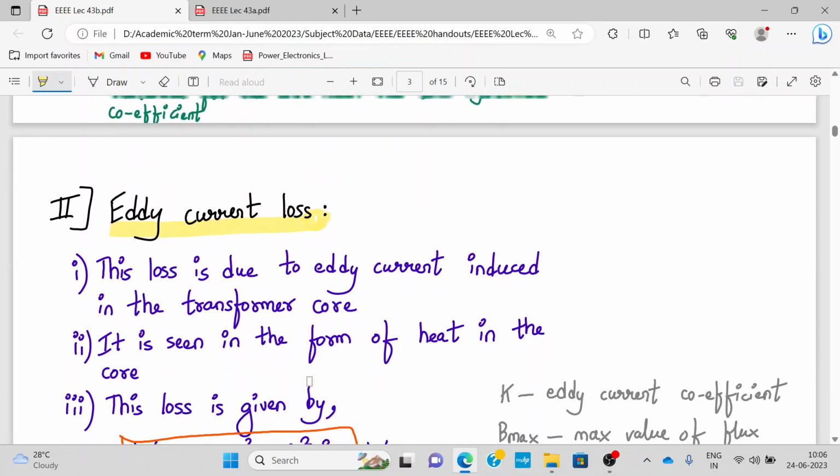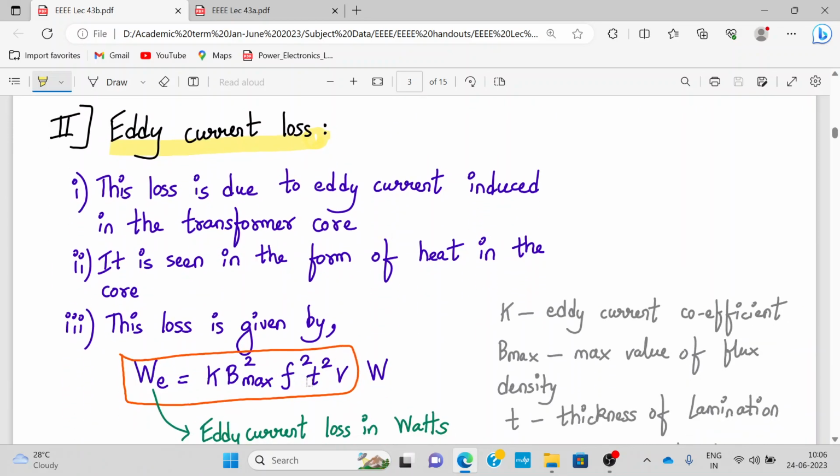Now let's talk about the eddy current loss. This loss is due to eddy current induced in the transformer core. You remember in the transformer core you have alternating flux which is linking the primary and the secondary winding, right? Due to this alternating flux, there are also eddy currents induced in the transformer core, and this loss is seen in the form of heat in the core.